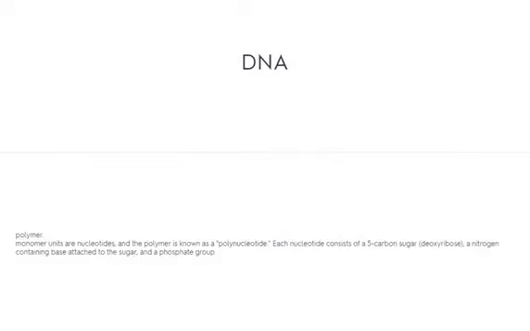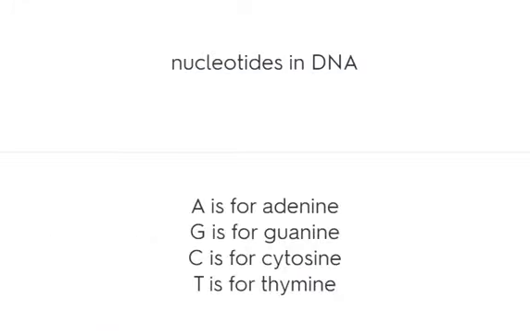DNA, polymer, monomer units are nucleotides, and the polymer is known as a polynucleotide. Each nucleotide consists of a 5-carbon sugar, a nitrogen-containing base attached to the sugar, and a phosphate group. Nucleotides in DNA. A is for adenine, G is for guanine, C is for cytosine, T is for thymine.